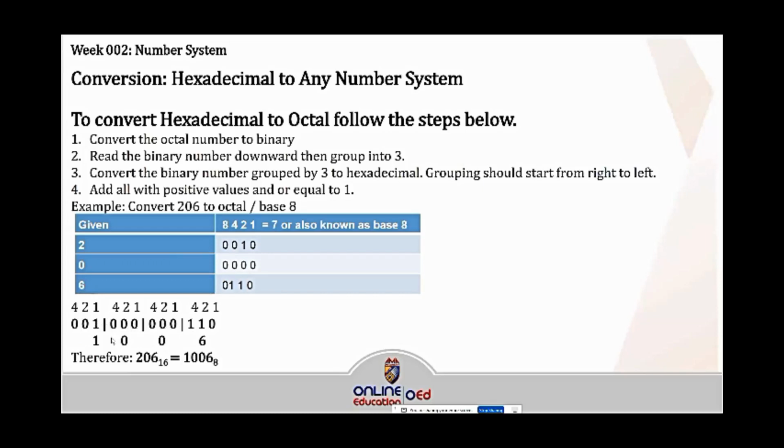Again, from right going to the left, facing your screen. After that, align it with 4, 2, 1 to convert. The 1 is 0, so false. The 4 and 2 are true, so 4 plus 2 is 6. Next, it's all 0, so we put 0. Next, it's all 0, we put 0. Next, the 1 here is aligned with 1, so we put 1. Therefore, class, the converted value base 16 is equivalent to 1006 base 8.